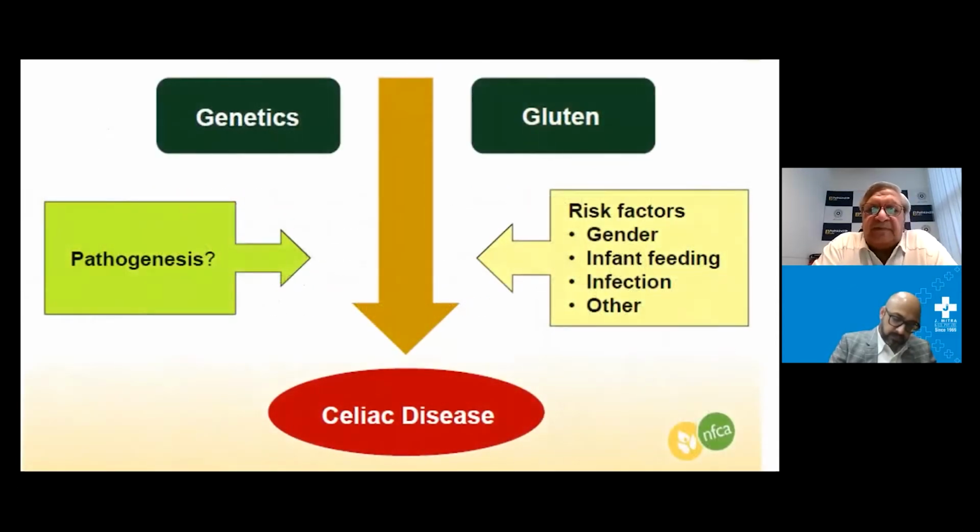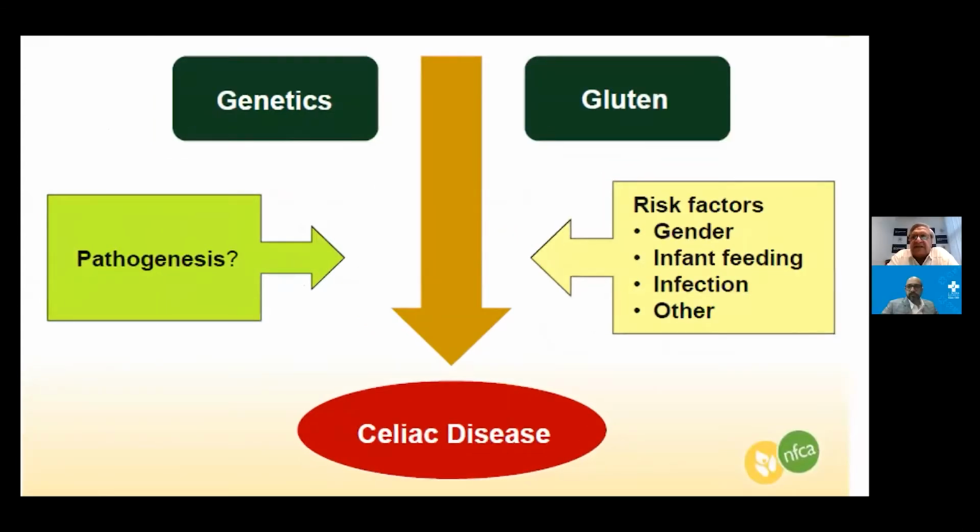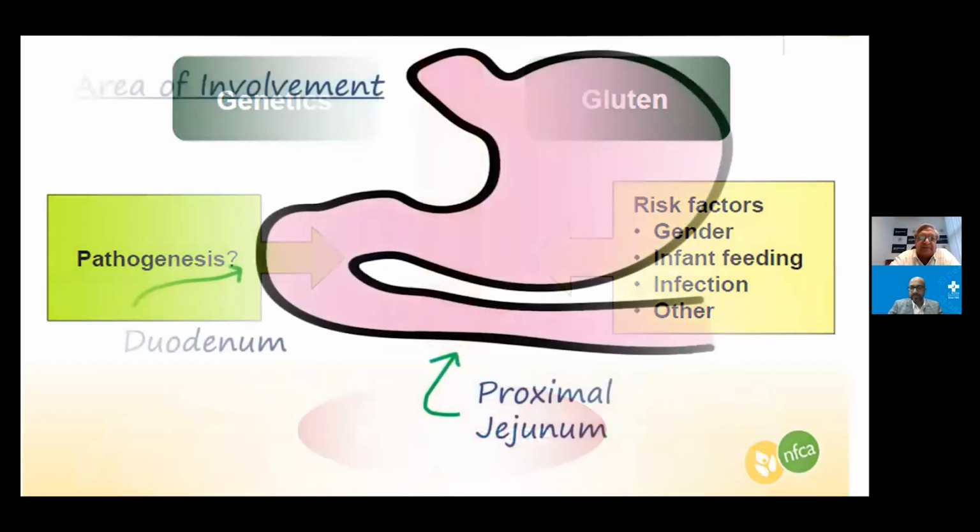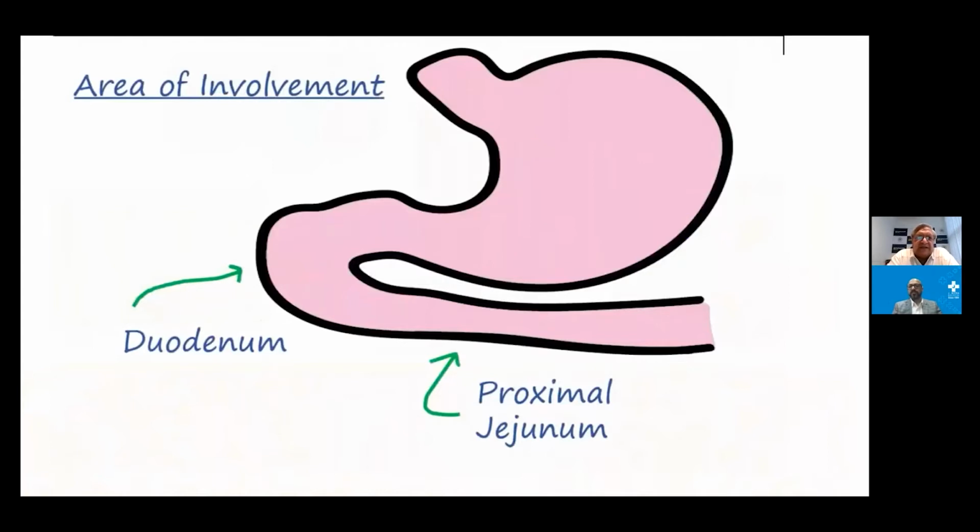So overall, gluten is the trigger in genetically predisposed persons, along with certain risk factors over which we still have not got complete handle, but gluten in genetically predisposed persons will lead to celiac disease. And our aim is to understand the pathogenesis so that we can make rational choice of the test to be used. The area of involvement is the duodenum and the proximal jejunum. These two areas are involved in absorption of nutrition.